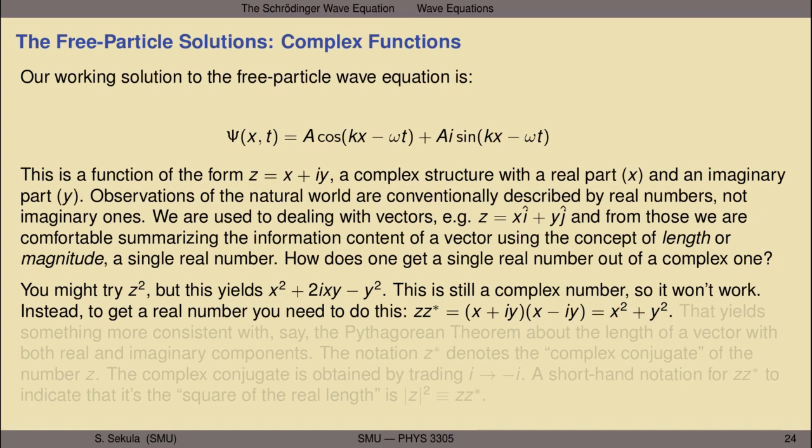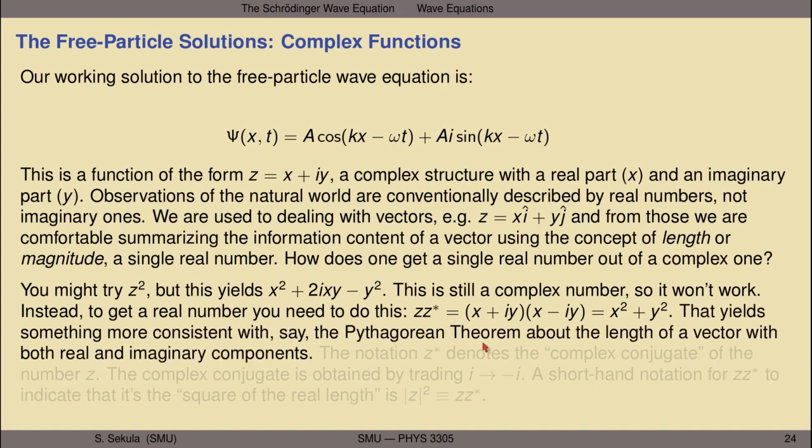Well, this looks weirdly like the Pythagorean theorem. You've got an x component squared, you've got a y component squared, and this is somehow related to a sort of square of the complex number, although this funny thing z star is required. So, while that yields something more consistent with, for instance, your experience with the Pythagorean theorem about the length of a vector, but it does it with a complex number with real and imaginary components, what is this thing z star that we've employed to get away with this?